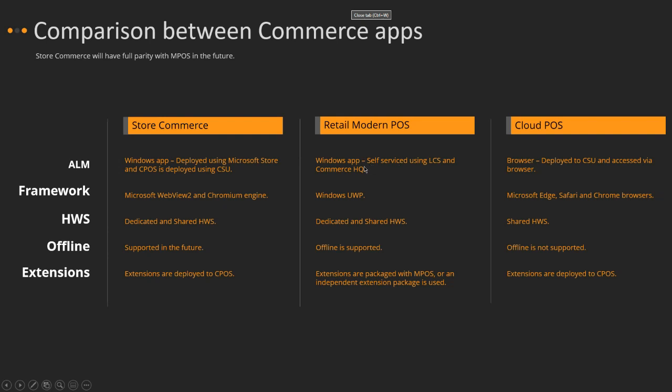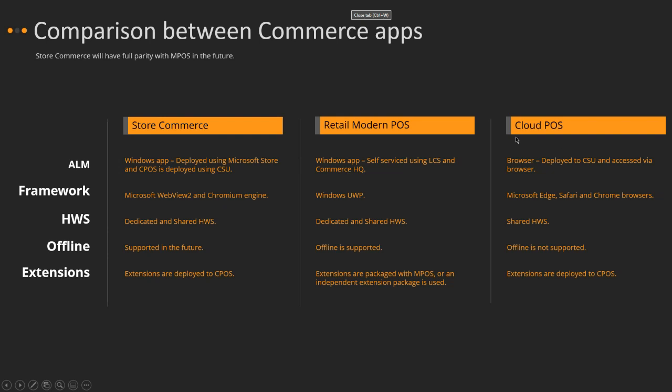but how you get the app and how you upgrade is a little different. You get the app from self-service using LCS or Commerce HQ, but when you want to upgrade the modern point of sale, if you have extensions, you have to repackage it, merge it, and rerun the installers. It's a little more complex compared to the Store Commerce app.